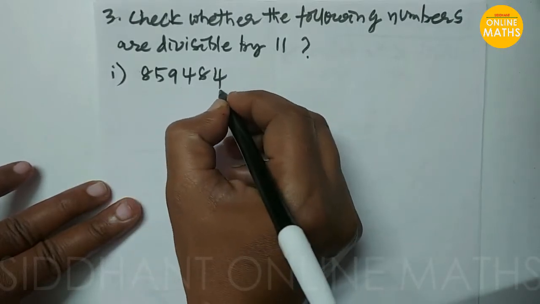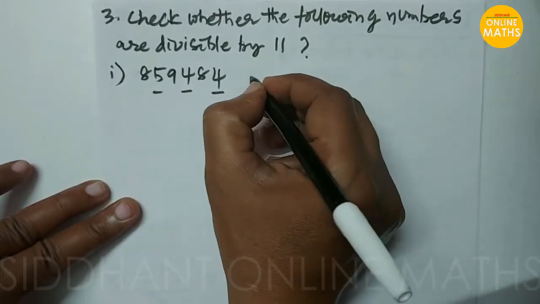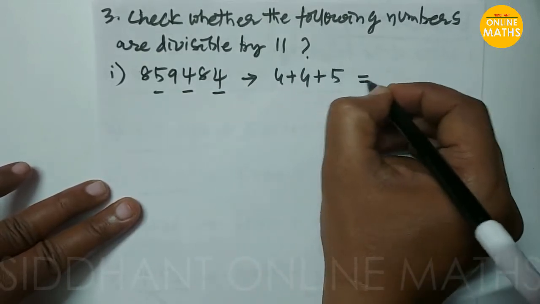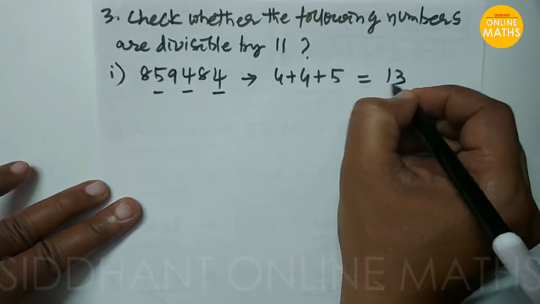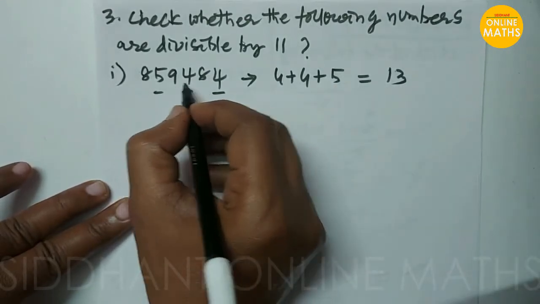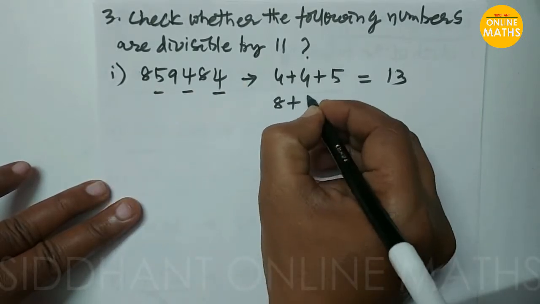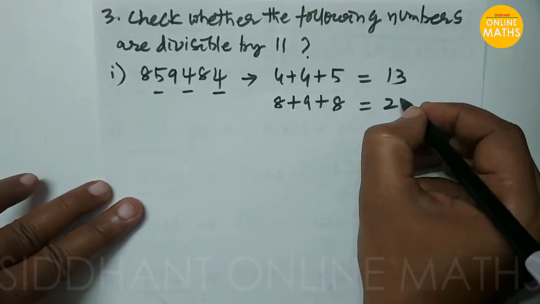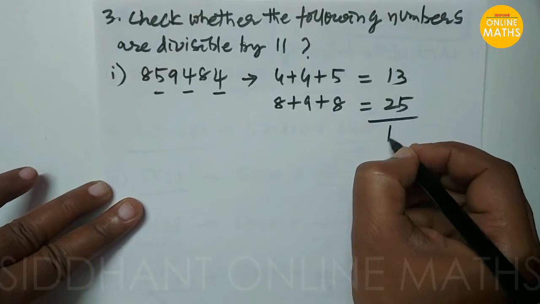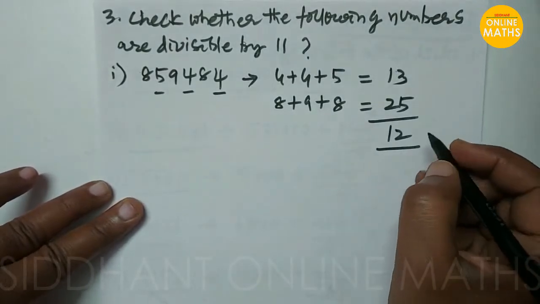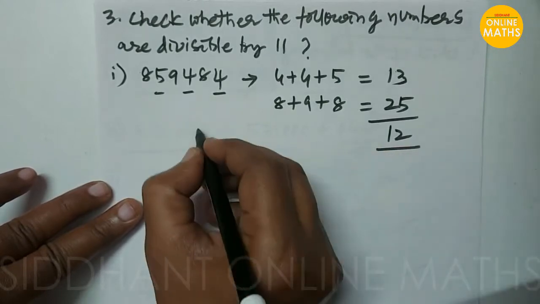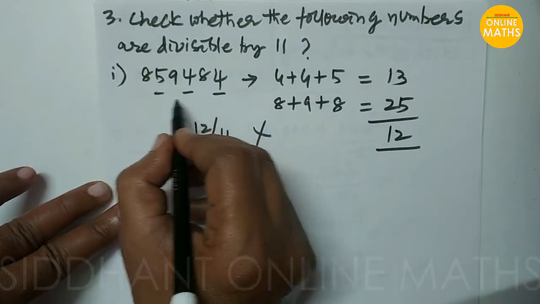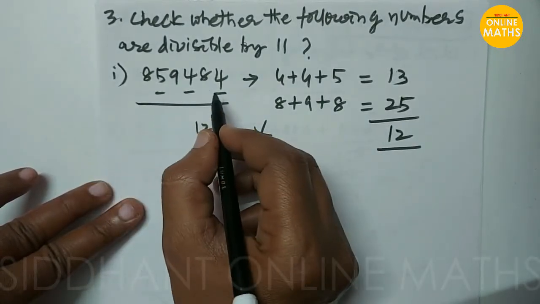So for the odd places, when you see here, 4, 4, 5, so 4 plus 4 plus 5, we get 13, and for the even places, 8, 9, 8, so 8 plus 9 plus 8, we get 25. So the difference is 12 here, and this 12 is not divisible by 11. So we can say that this whole number is not divisible by 11.